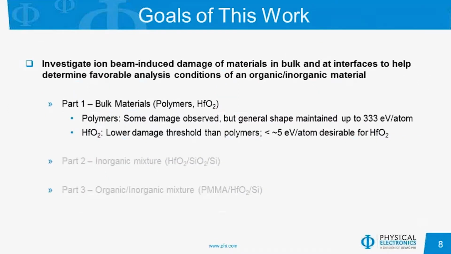So to summarize this section, with the polymers, we noticed that there was some damage observed at the cluster ion conditions that we used, but in general the main features of each of the spectra were maintained up to the highest operating condition of 333 eV per atom with C60. With the HfO2, we noticed that we did have a lower threshold before we saw any type of damage. And if we want to completely preserve the chemical structure and shape, we would need to operate at about 5 eV per atom or lower. However, there is a trade-off between the damage and the sputter rate, which can affect the practical user.